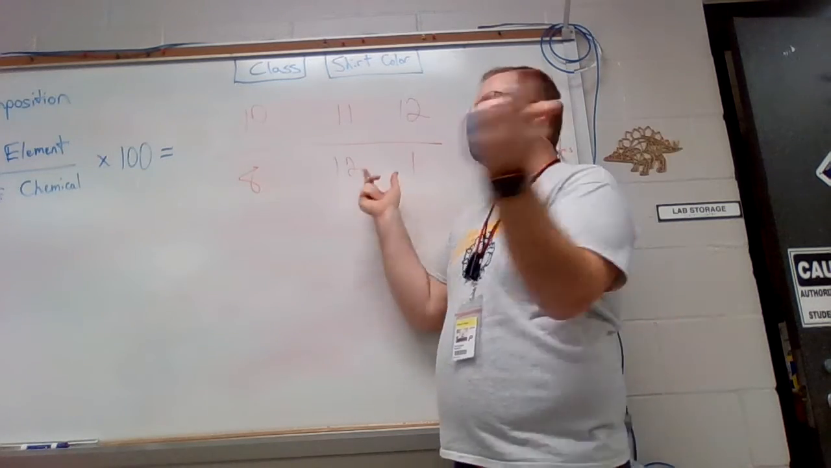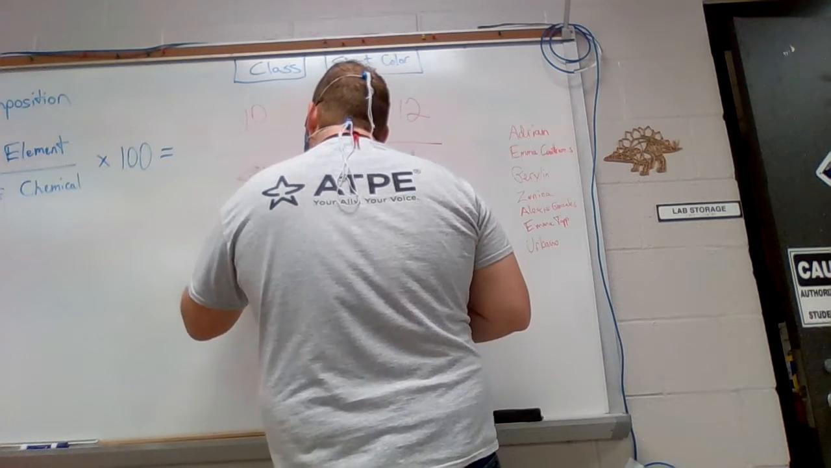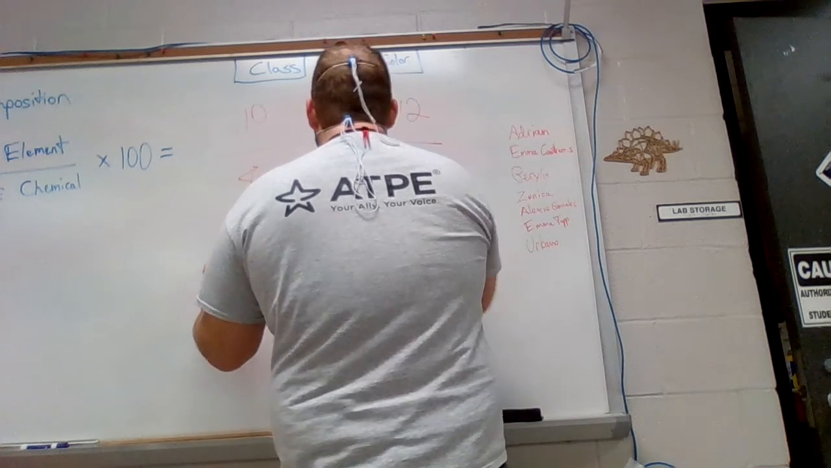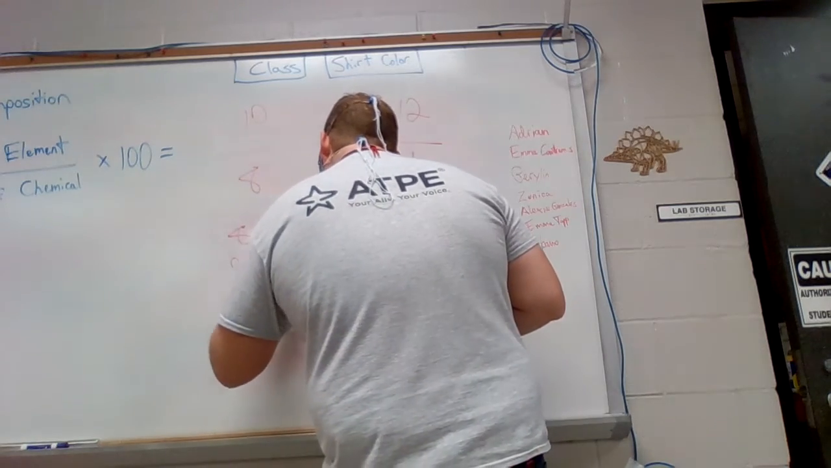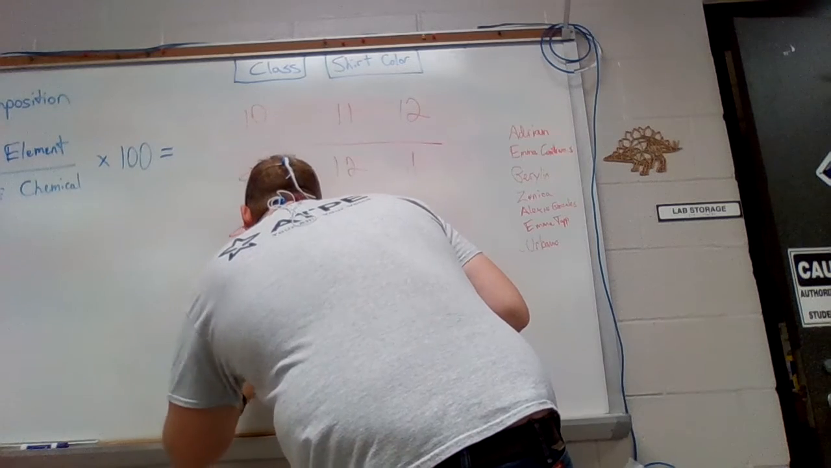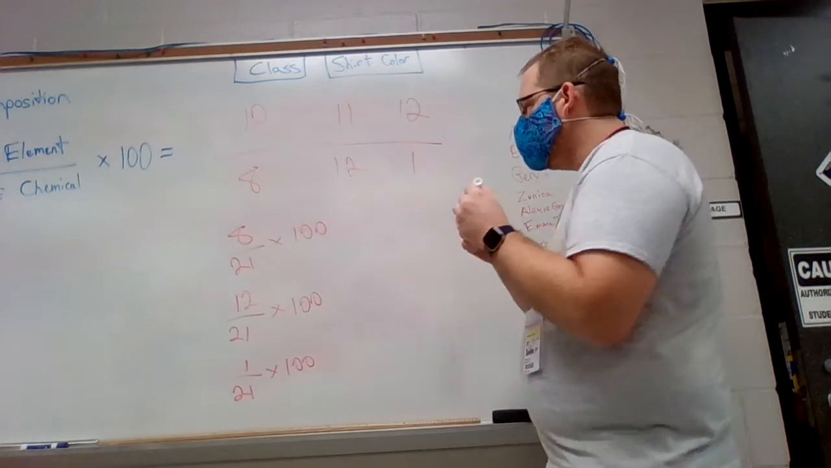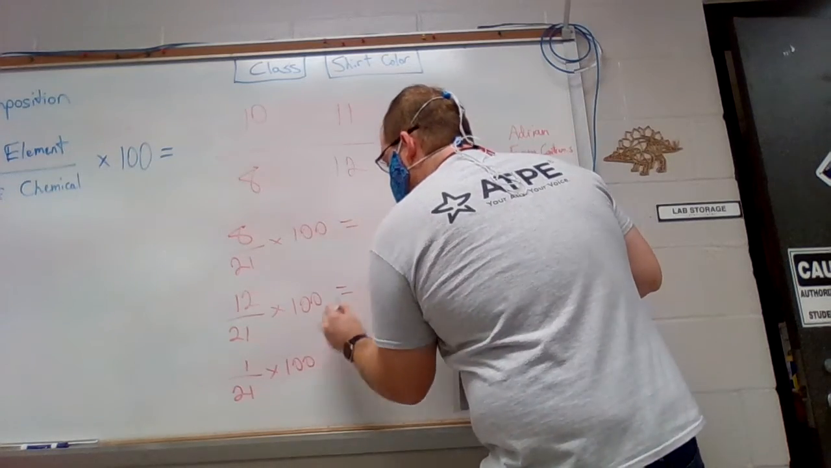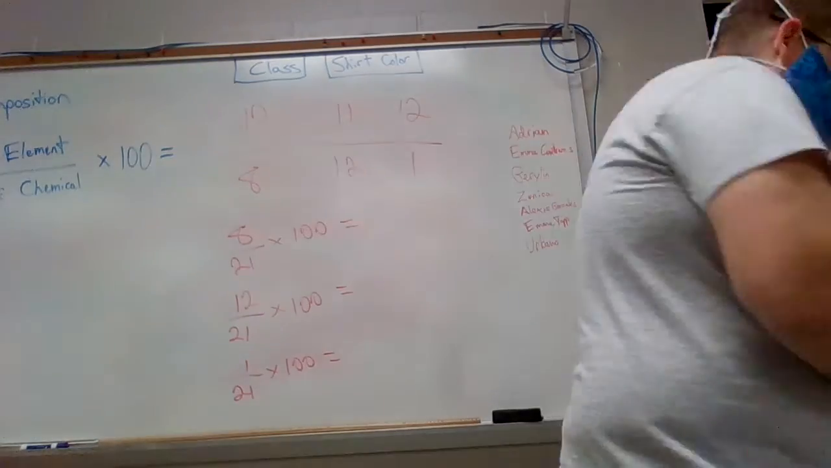So I know my total's 21. For sophomores, I have 8 over 21 times 100. For juniors, I have 12 over 21 times 100. And for the senior, I have 1 over 21 times 100. So we just do the math on these very quickly with our calculator, which is right behind me.